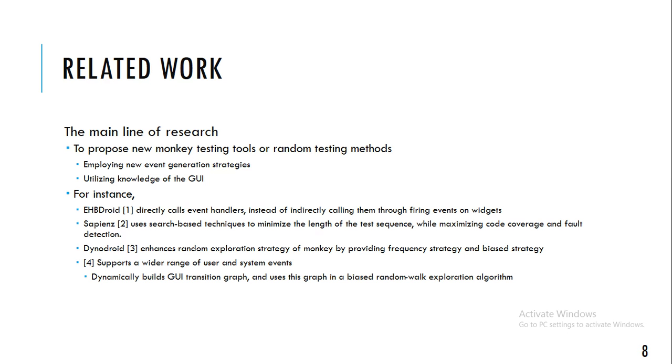Sapiens, whose later version is used in Facebook, uses search-based techniques to minimize the test sequence length while trying to maximize the code coverage. And DinoDroid uses improved event generation strategies. And there are some works that try to support a wider range of user events and system events compared to the events that the monkey supports.